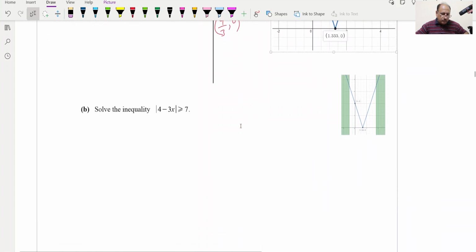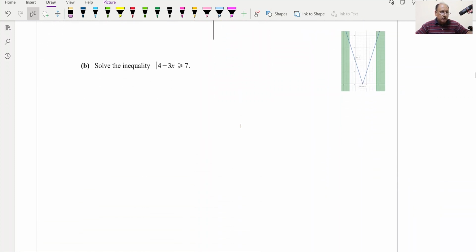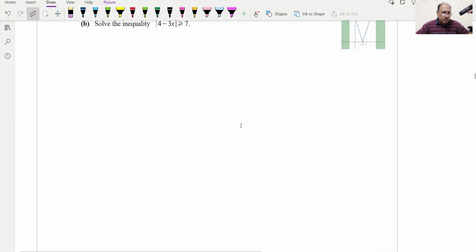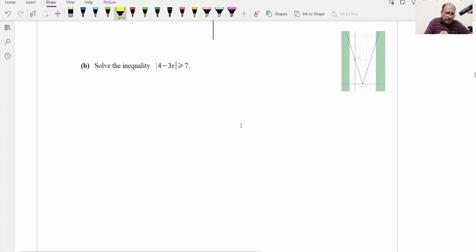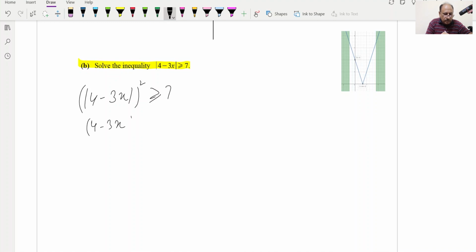Now we can move to question number 2b, which says solve the inequality. It is easier if we take the square on both sides to get rid of this mod. This square will be greater than or equal to 7 squared, so we can write (4 minus 3x) squared is greater than or equal to 49.